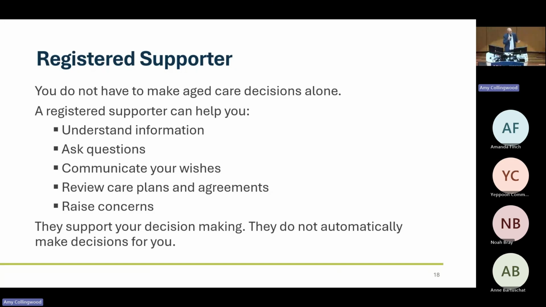But a registered supporter is really a person that can be a friend, it can be a family member, who just helps you work through that decision-making process. They help you ask the right questions. They'll be listening differently in those conversations, and they pick up things that you don't. I always recommend having a registered supporter, and that can be done through My Aged Care. And just at the bottom point of the slide, they don't make decisions for you. Whilst they are formally registered in there, they are a support for you.